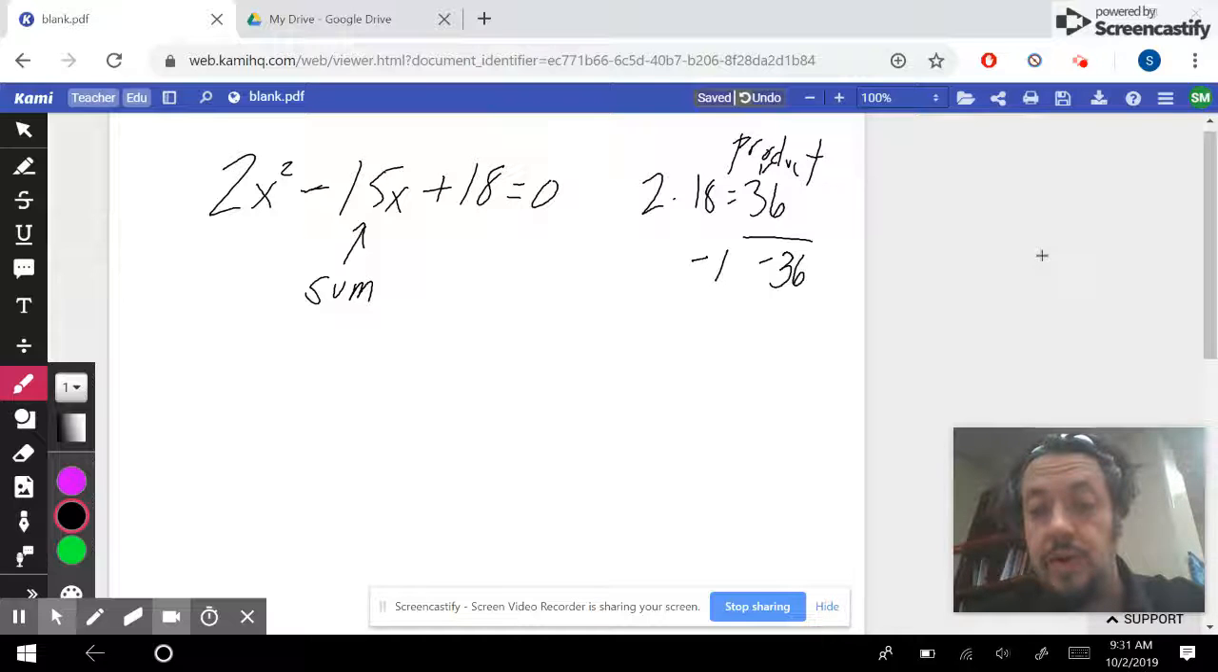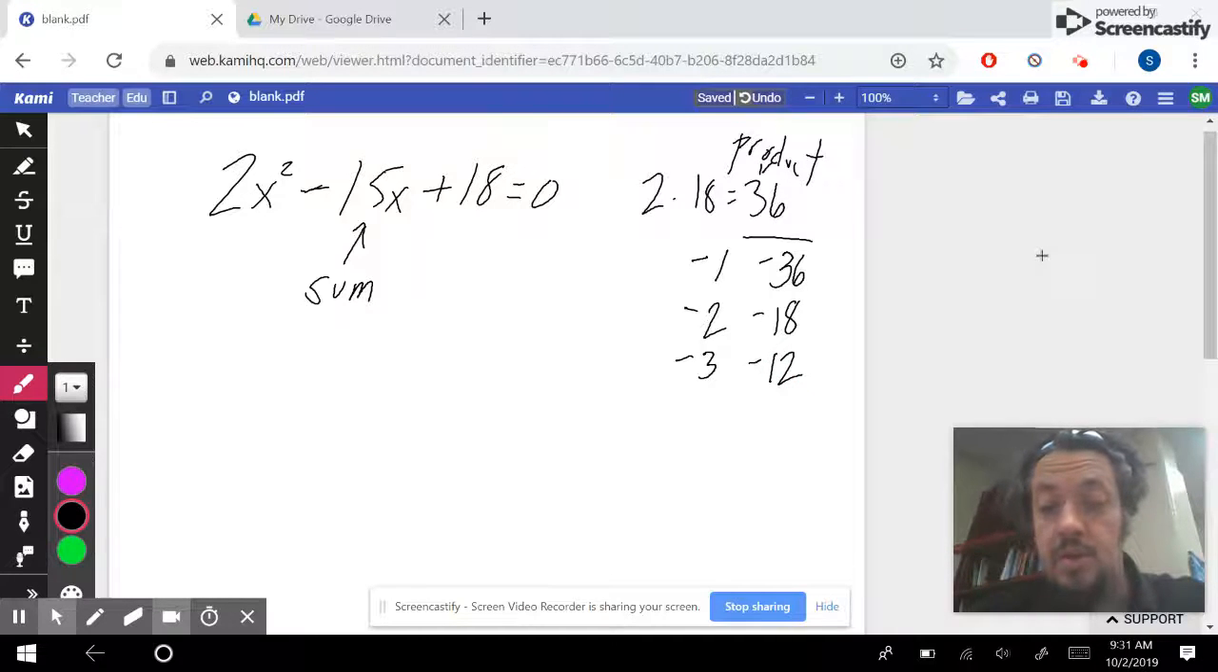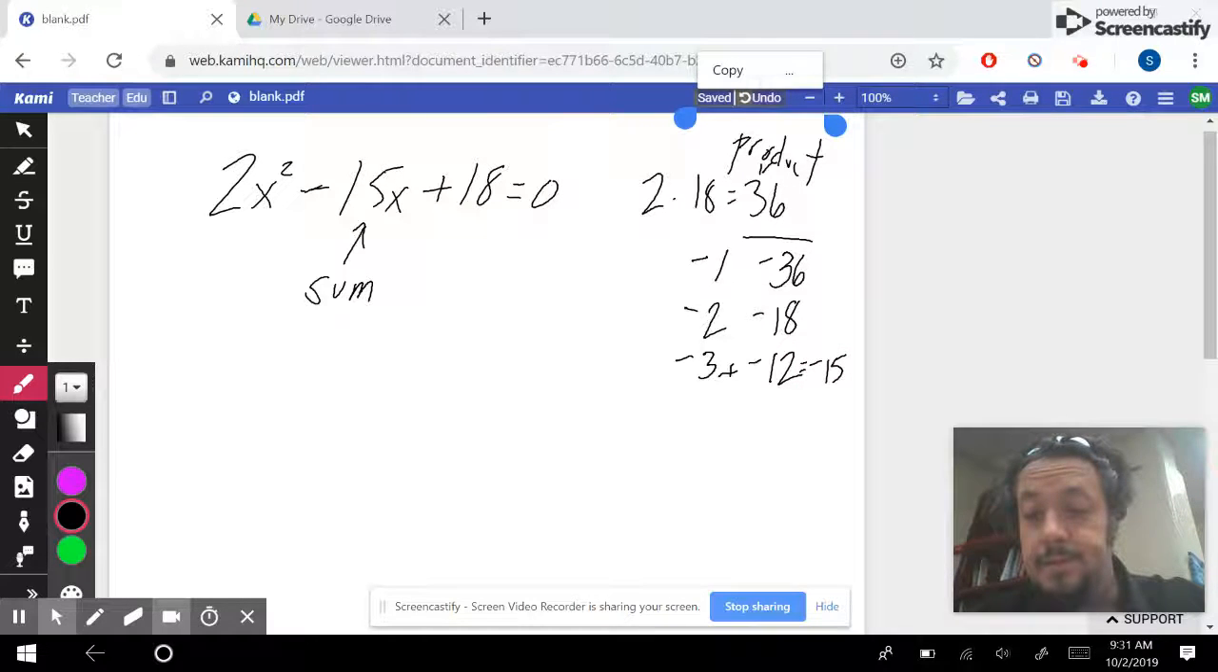So I increase my smaller factor and correspondingly decrease the larger factor. Does 2 go into 36? Yes, it does, 18 times, so negative 2 and negative 18. Of course, their sum is not negative 15 either, so we've got to keep going. Is 36 divisible by 3? Yes, it is. How many times does 3 go into 36? 12 times. And aha, there we are. Negative 3 plus negative 12 is negative 15. I think we found our numbers.